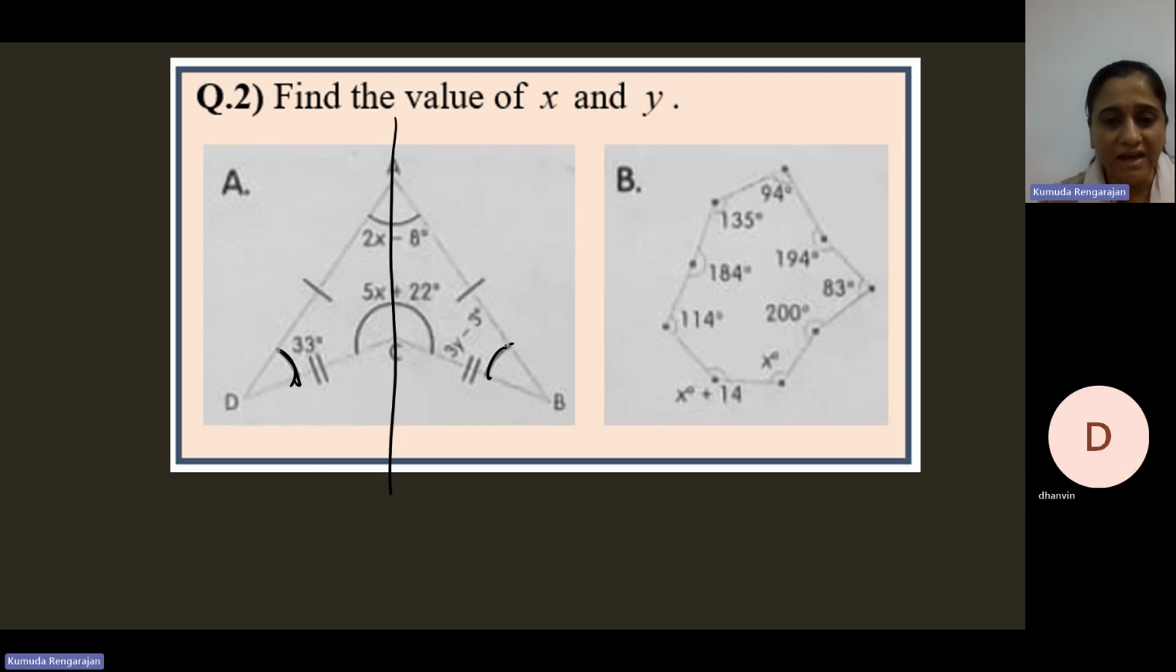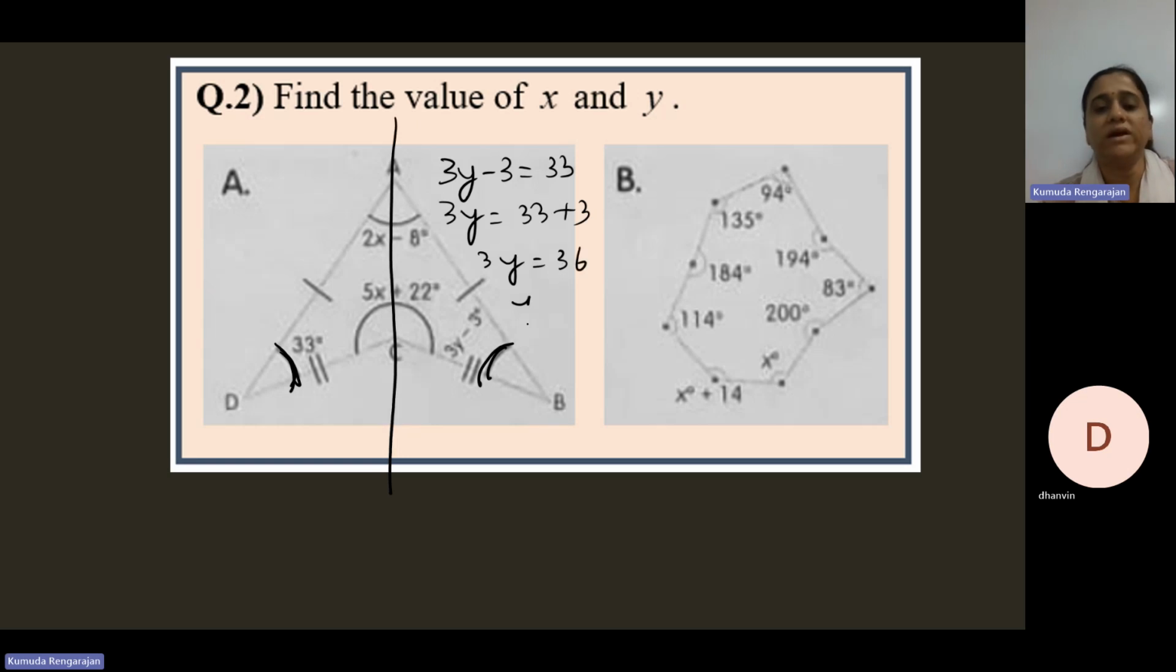Yeah, that means angle B is equal to angle D. That means 3y minus 3 is equal to 33. So 3y is equal to 33 plus 3. 3y is equal to 36. Y is equal to 12. 36 by 3, 12.